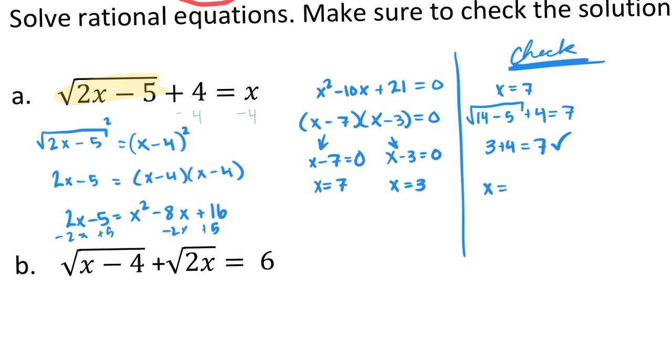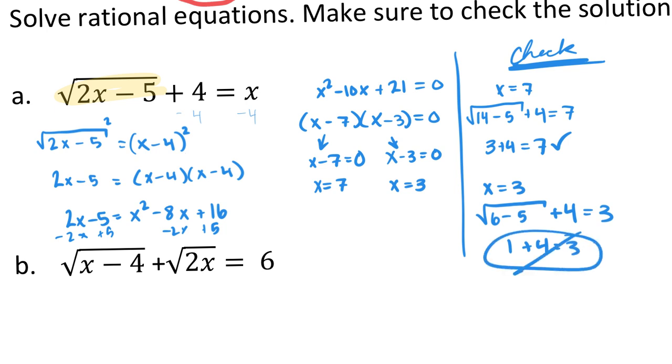Let's try 3. Square root of 2 times 3 is 6. 6 minus 5 plus 4, does that equal 3? Does 1 plus 4 equal 3? Bummer, it does not. So that means that 3 is not one of our solutions. Our only solution is x equals 7.